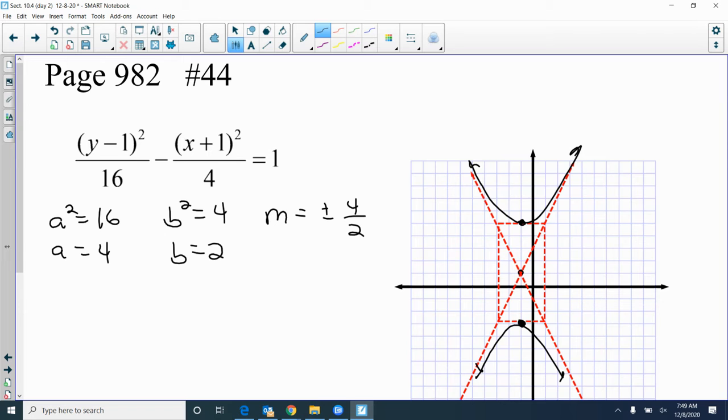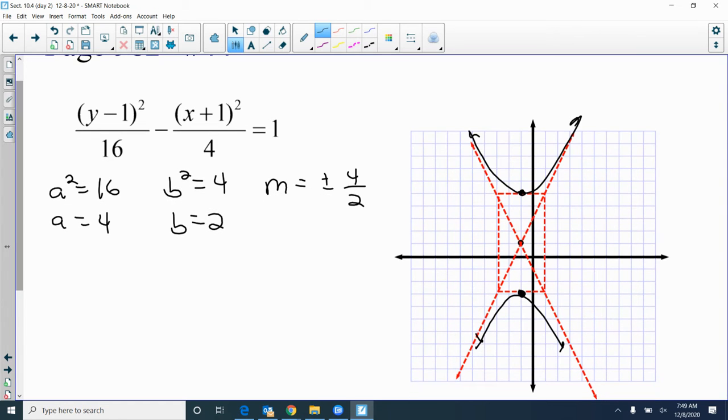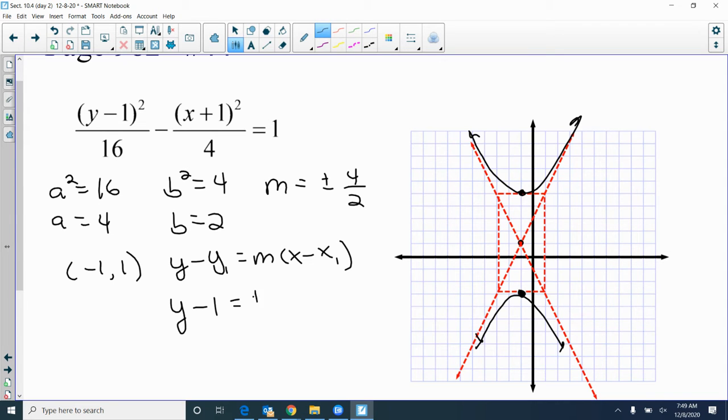Now, what's the equation of the asymptotes? It hits at -1, +1, and so we use y minus y1 equals m times x minus x1, and so I get y minus 1 equals plus or minus. Now you can just put 2 here, because it'll reduce to 2. X plus 1. So you have those.